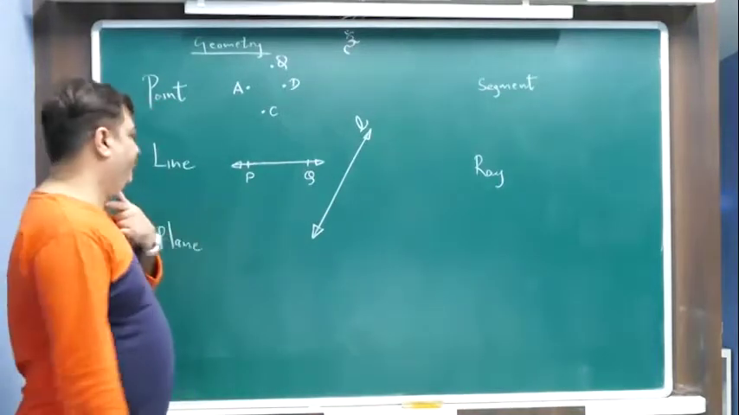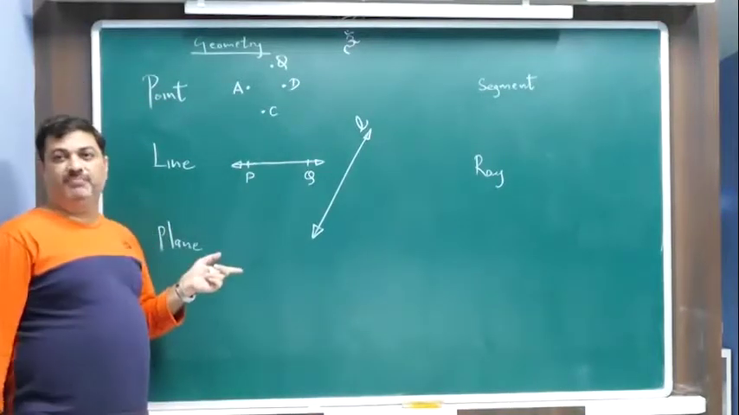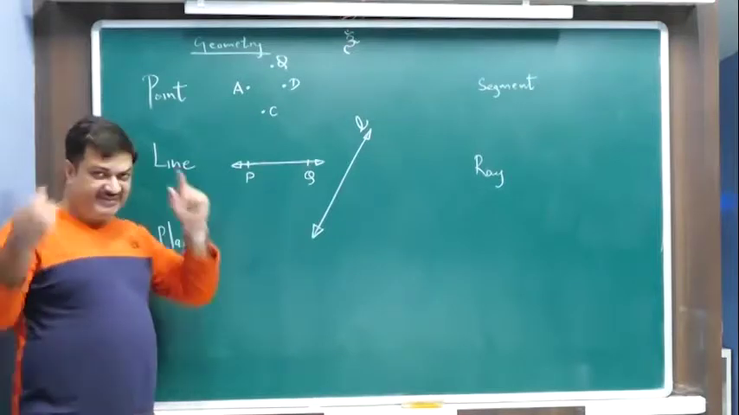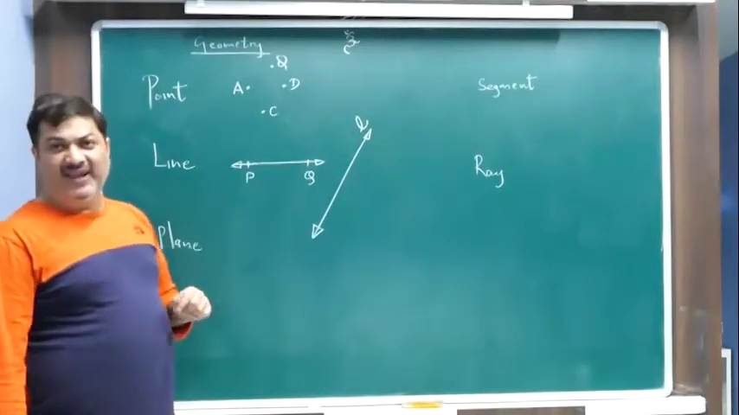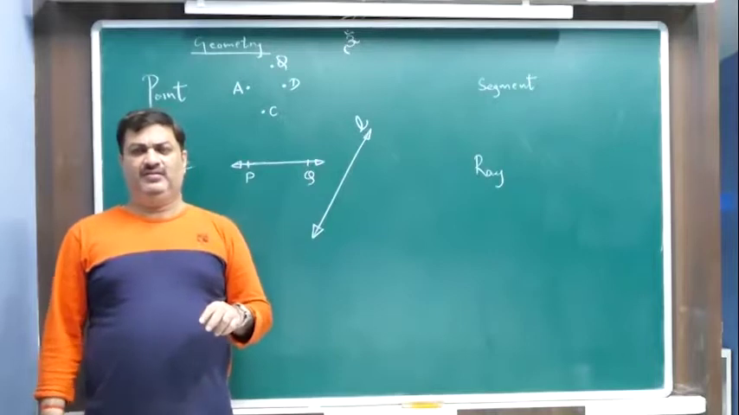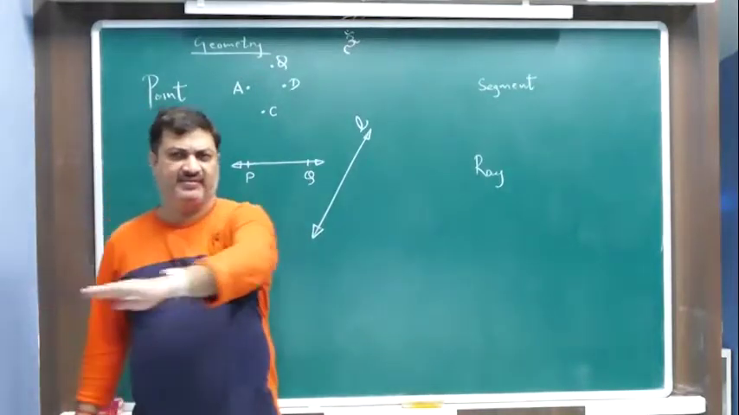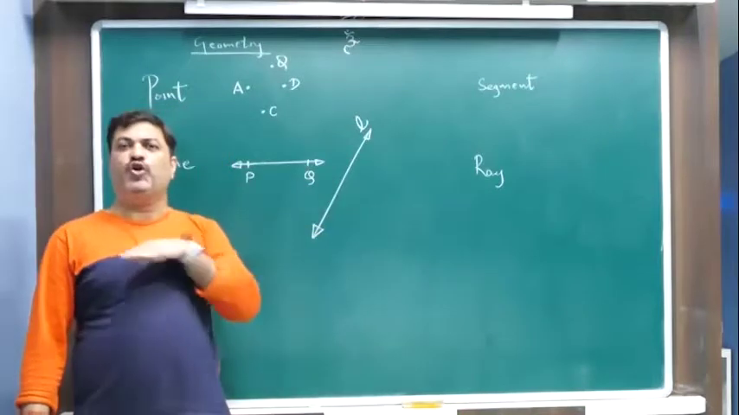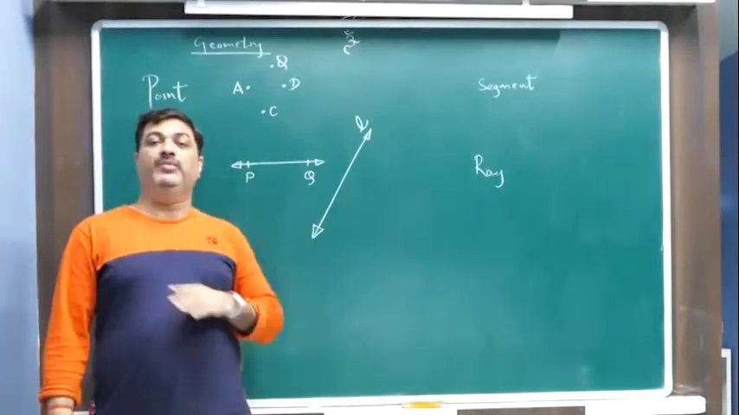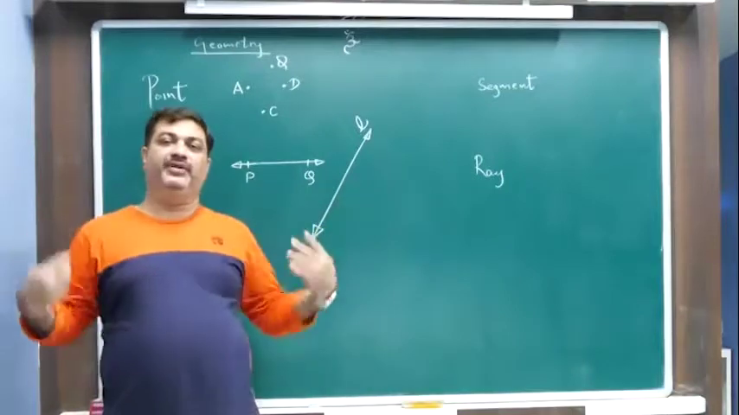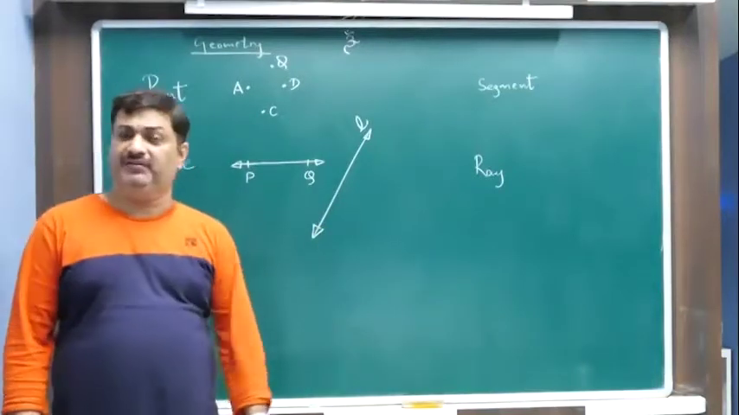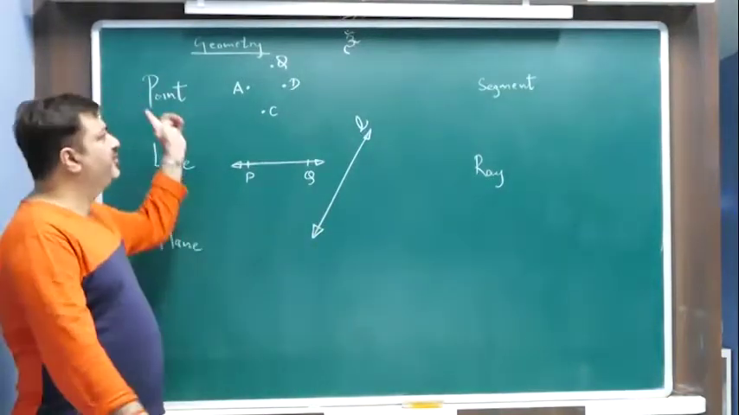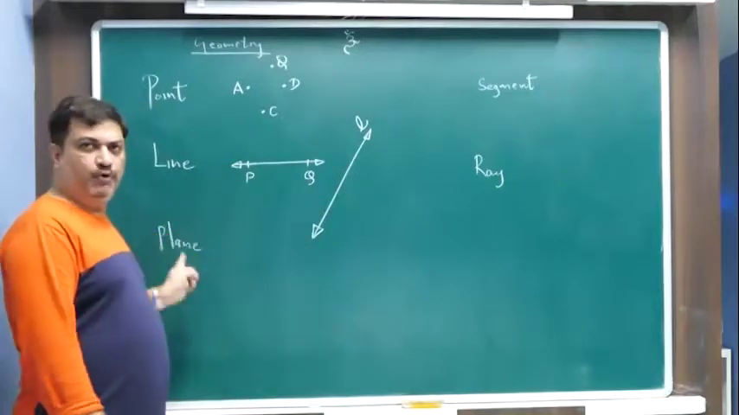Is that clear? Fine. Now let's understand what is a plane. Understand carefully. A plane is nothing but a surface. Okay? A 2-dimensional surface is called a plane. 2-dimensional, meaning it has a length, it has a breadth. Anything that has a length and breadth, you call it a plane. For example, this board is also a plane.